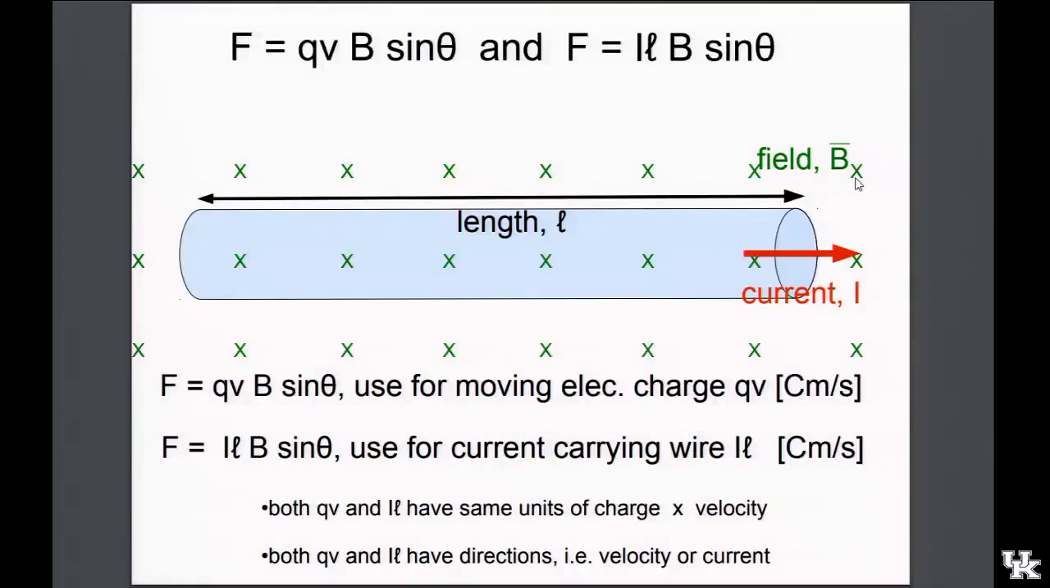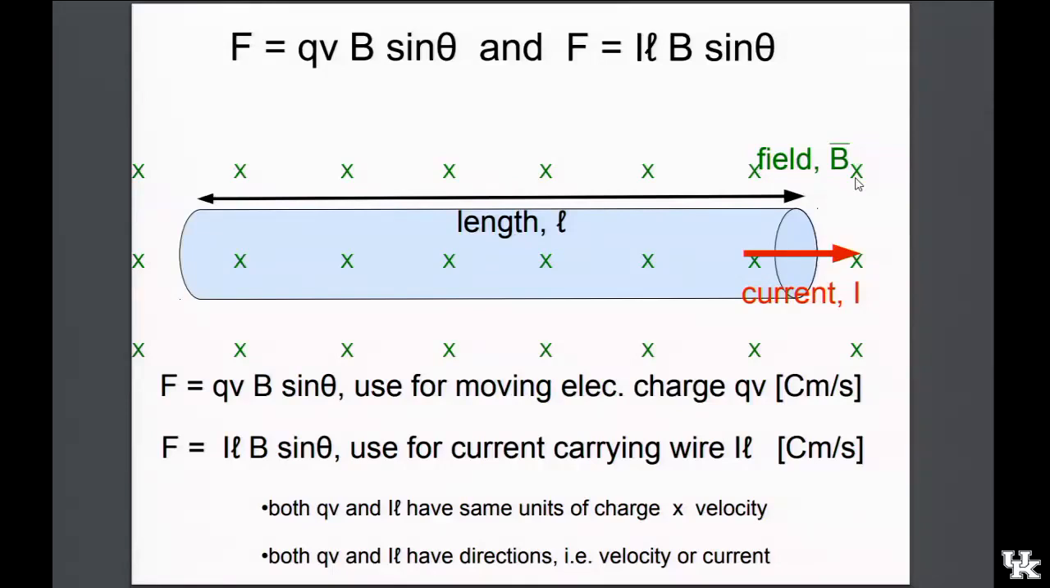Here it is. So here is a cylindrical section of wire in light blue, and it's immersed in some magnetic field in green. This magnetic field is heading into the screen. And there's a current flowing along the length of this wire from the left to the right. So here's the direction of the current.